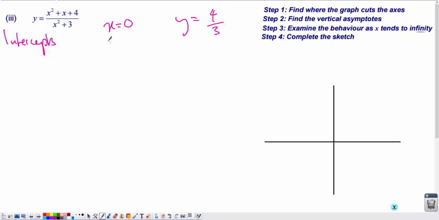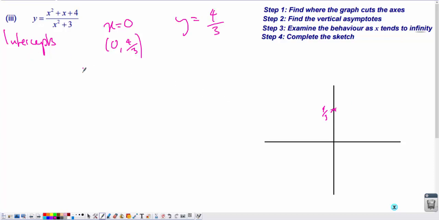So when x equals 0, y equals 4 over 3. So our coordinate is 0, 4 over 3. We can even put that on our axes already. So 0 and 4 over 3. Let's just say it's here. Remember, label it 4 over 3. Oops, sorry, that's in the wrong place, isn't it? When x equals 0, y equals 4 over 3. Be careful about that. So 4 over 3 here.